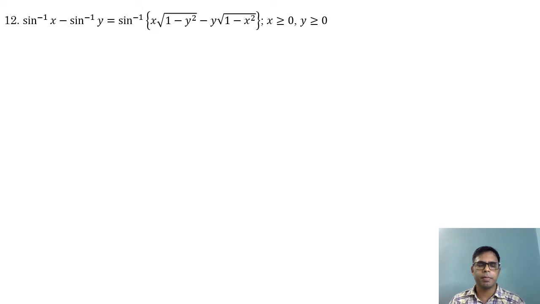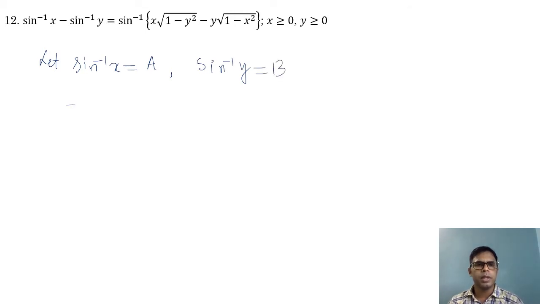So sin inverse x minus sin inverse y is equal to sin inverse of this expression. Okay, so let me prove this one. Very simple proof. You see, let sin inverse x be equal to a, and sin inverse y be b. So obviously this implies x is equal to sine of a and y is equal to sine of b.